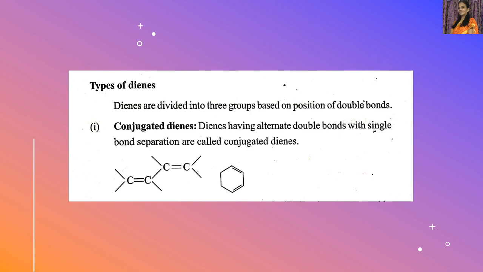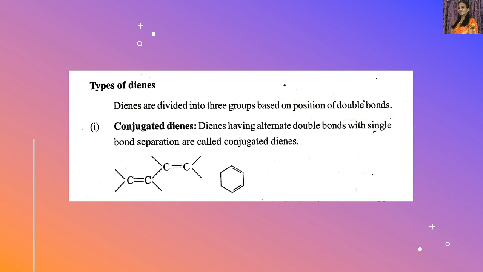Conjugated dienes are having alternate double bonds with single bond separation. So when a diene contains two double bonds alternatively with the separation of a single bond, then they are called conjugated dienes. So let us consider this example. This is the diene. Here two double bonds are separated by one single bond. So one double bond, one single bond, one double bond, again single bond, again double bond. Like this, if it goes, this is known as conjugated diene.